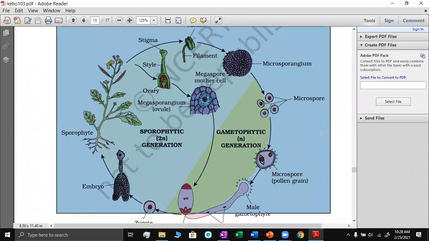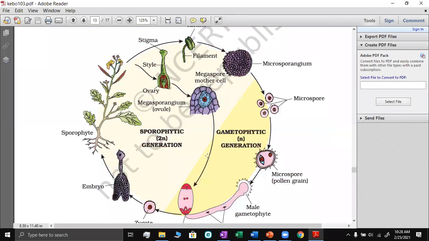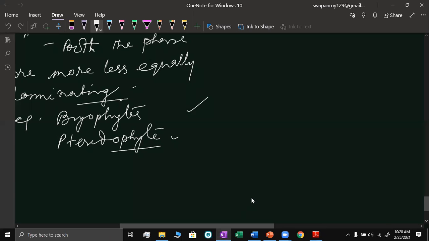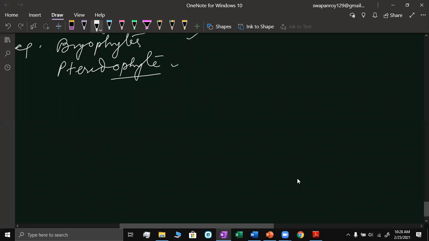This portion is the suspensor. This is the main body of the embryo. Here two cotyledons are there, and on germination this embryo will give rise to a new plant. So this way the life cycle is completed. Here you can see the slightly yellowish or brown structure on this side. This portion is the gametophytic generation, and this major white portion is the diploid or sporophytic generation.